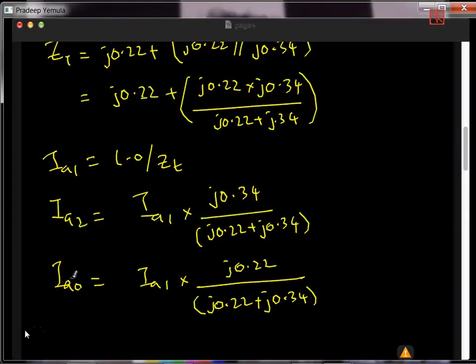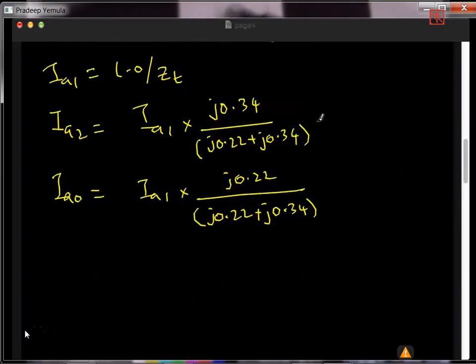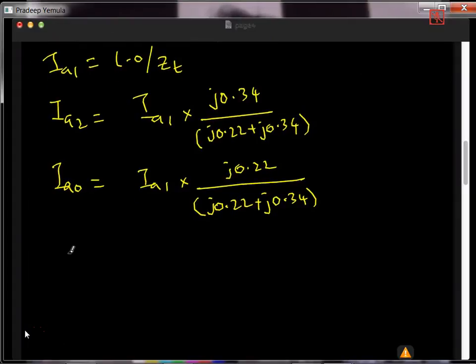Once I get these three component currents, then I can find my IABC by simply multiplying with this.